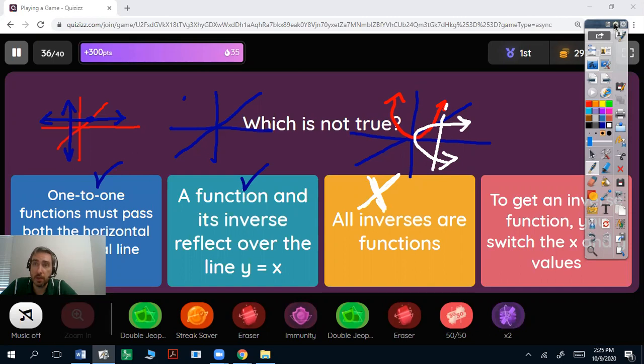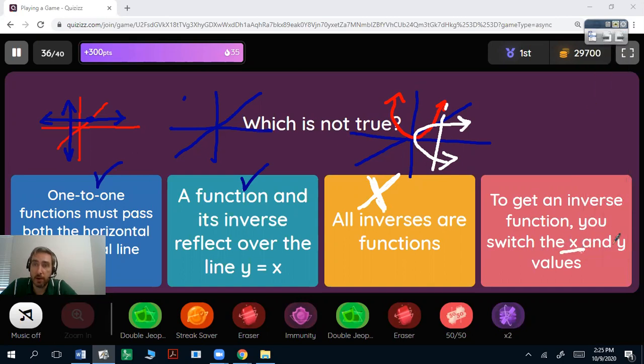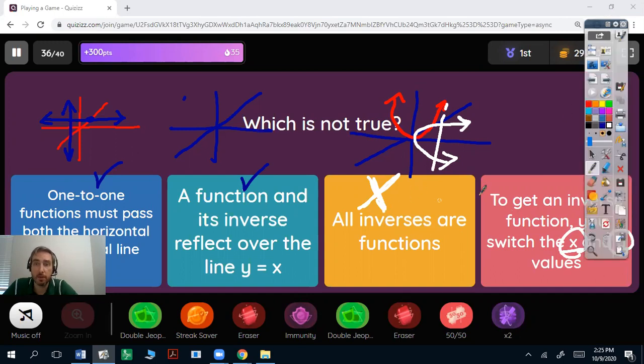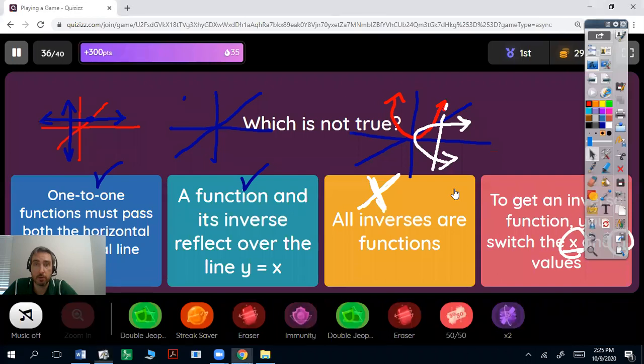And the last one, to get an inverse, you switch the x and the y values. And that's, of course, true. The x and the y value switch, that's the definition of inverses. So the statement that is not true is: all inverses are functions.